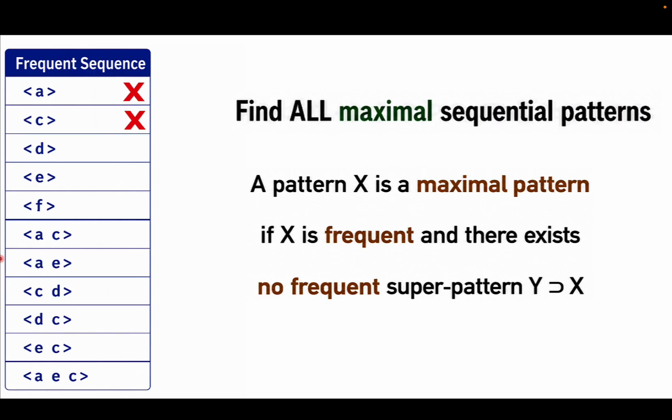C is not maximal, D is not maximal, E is not maximal, but is F maximal? I don't see it appeared anywhere else, so it's maximal. AC not maximal, AE not maximal, CD is maximal, DC is maximal, EC is not, and AEC is.